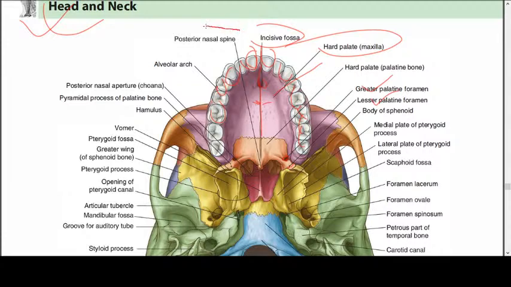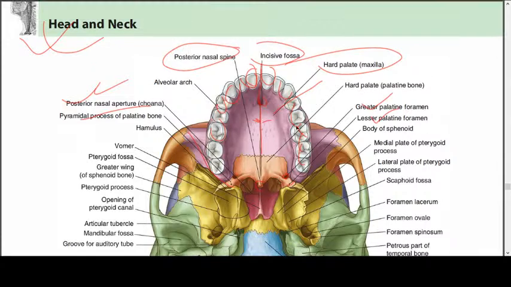And what is this? This is the posterior nasal spine. Posterior nasal spine. Pyramidal process of the palatine bone. Posterior nasal aperture. Okay, this we will study later on.